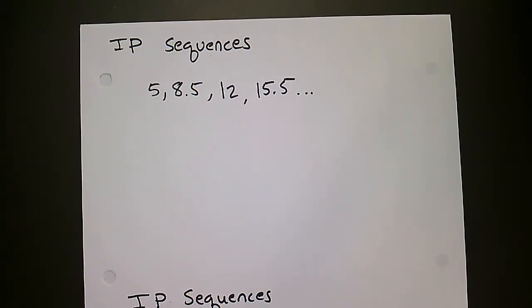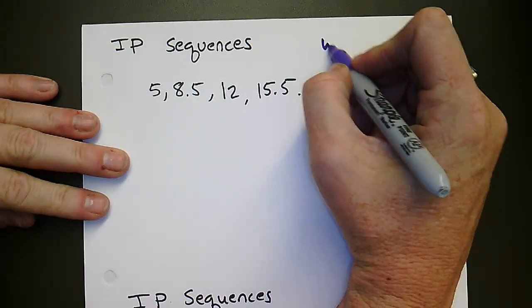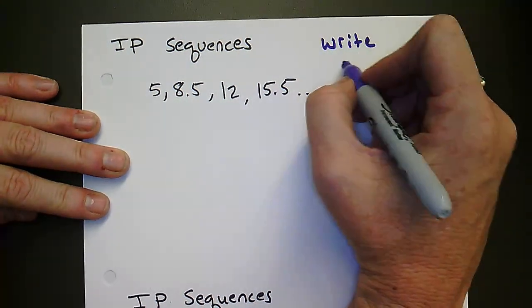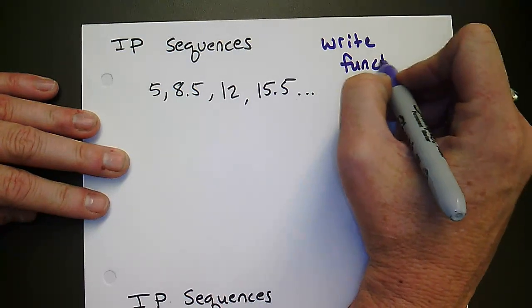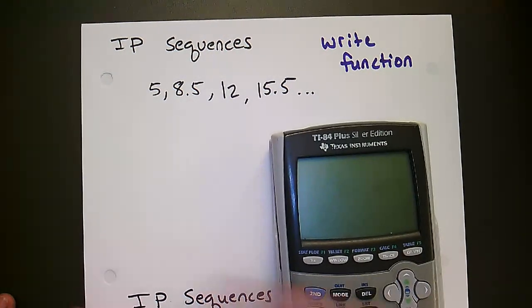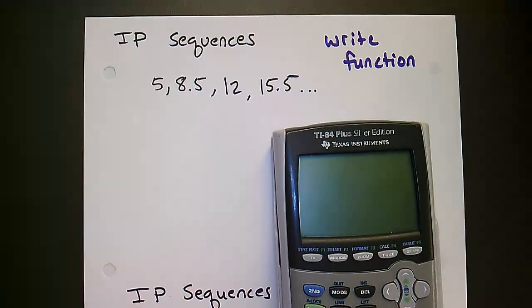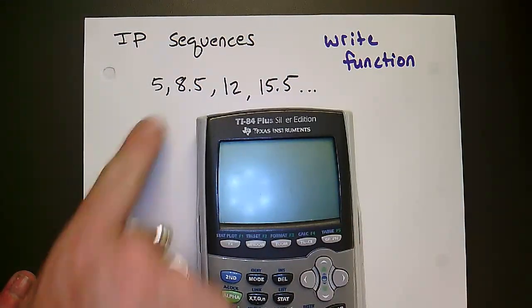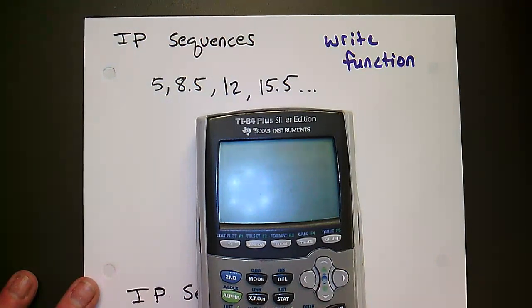All right, we're looking at this sequence and we want to try to write the function that represents it. Sometimes it's called the rule, but I'm going to go ahead and put write the function. So you have to first determine what type of sequence it is. For us, we've only really talked about two different ones, either arithmetic or geometric, which are fancy terms to describe how it's growing. Is it adding the same number every time? That would be arithmetic. Or is it multiplying by the same number every time? That's geometric.